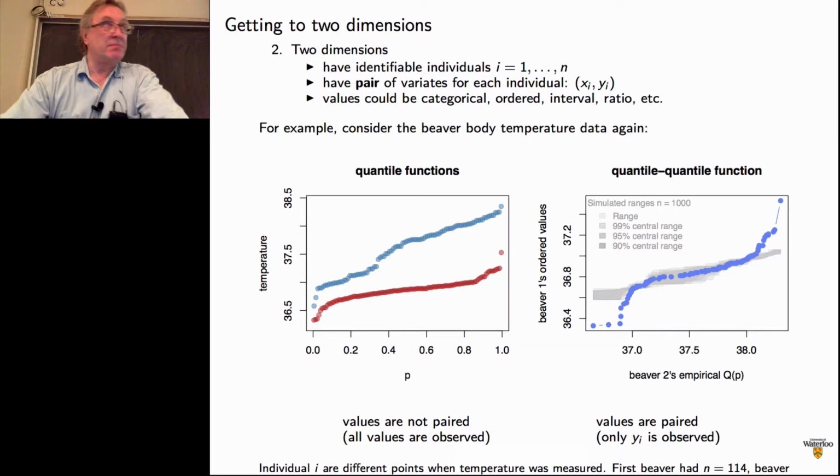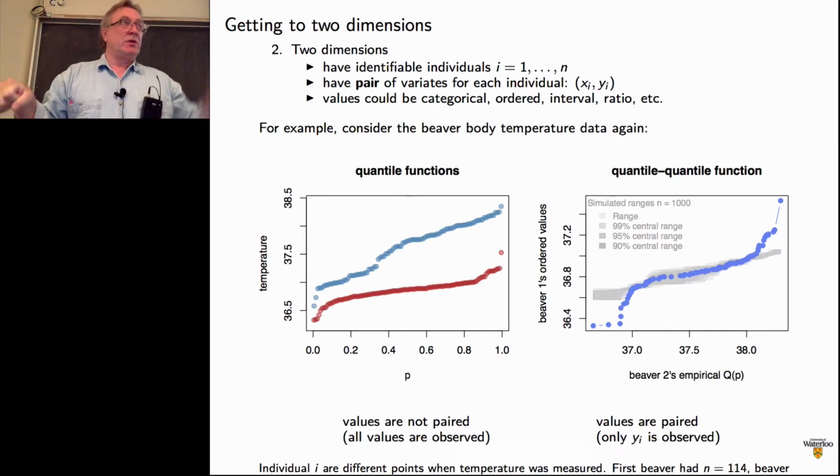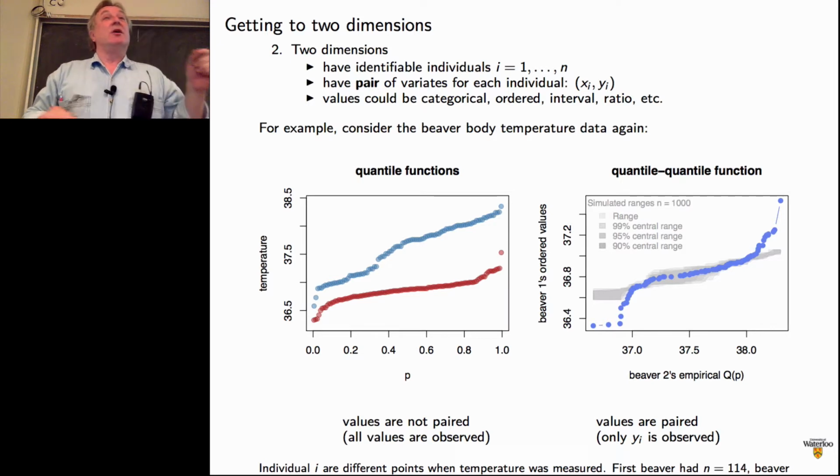There's no obvious matching of, you know, the 10th observation on beaver 1 should be the same as the 17th on beaver 2. No matching like that. So we had to use the quantile function itself and match on the proportion, on the p. So that's how that matching was happening. So it's kind of an artificial two-dimensional thing here. Unlike if I was looking at your height and weight, everybody would have their own pair of values, right?